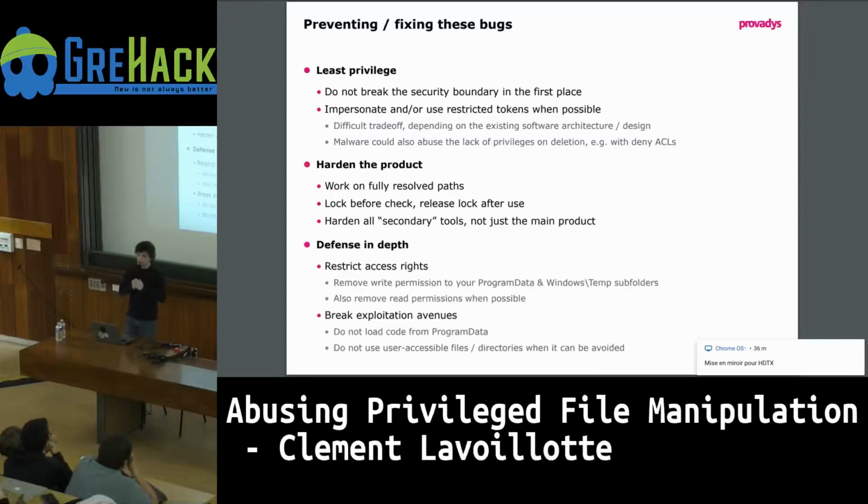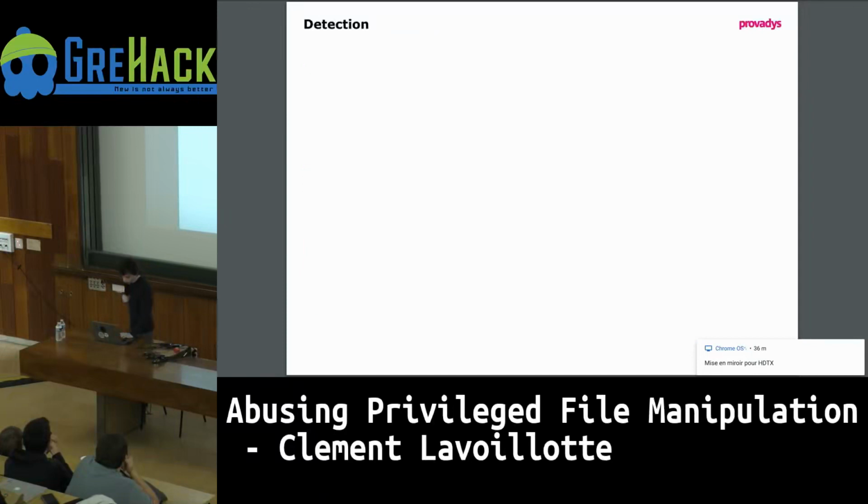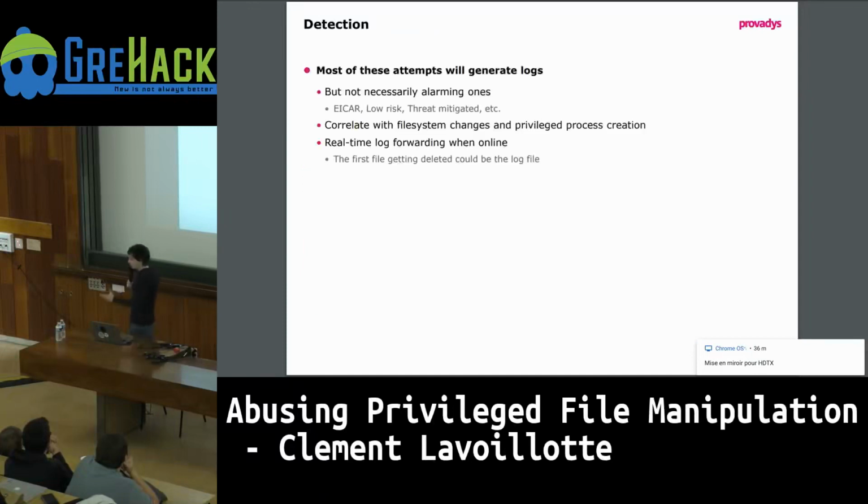And for defense in depth, you can also try to reduce access rights and not do dangerous stuff like loading code from ProgramData subdirectories. Of course, all of these actions will create logs. The attacker can try to use the same bug to delete the log files or stuff like that. But if you have proper forwarding, you can correlate this log with other file system activity to try to detect this.